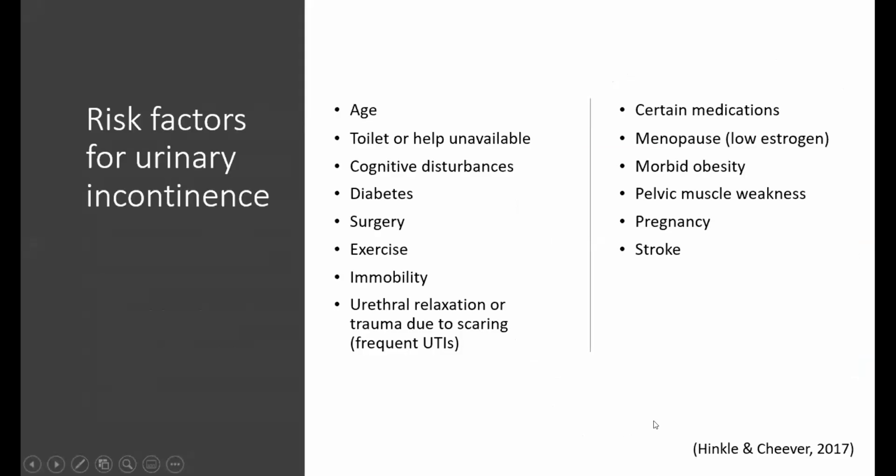Risk factors for urinary incontinence. So risk factors would include age, toilet availability or help availability in patients that are bound to wheelchairs and such. Cognitive disturbances, diabetes, surgery, exercise, immobility, urethral relaxation, or trauma due to scarring. A lot of times there's scarring due to frequent UTIs and such.